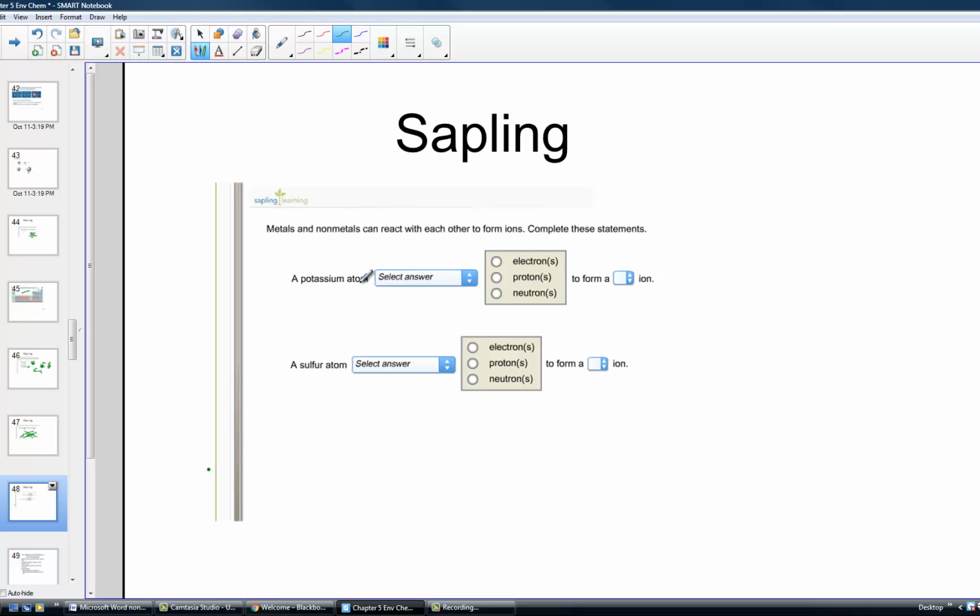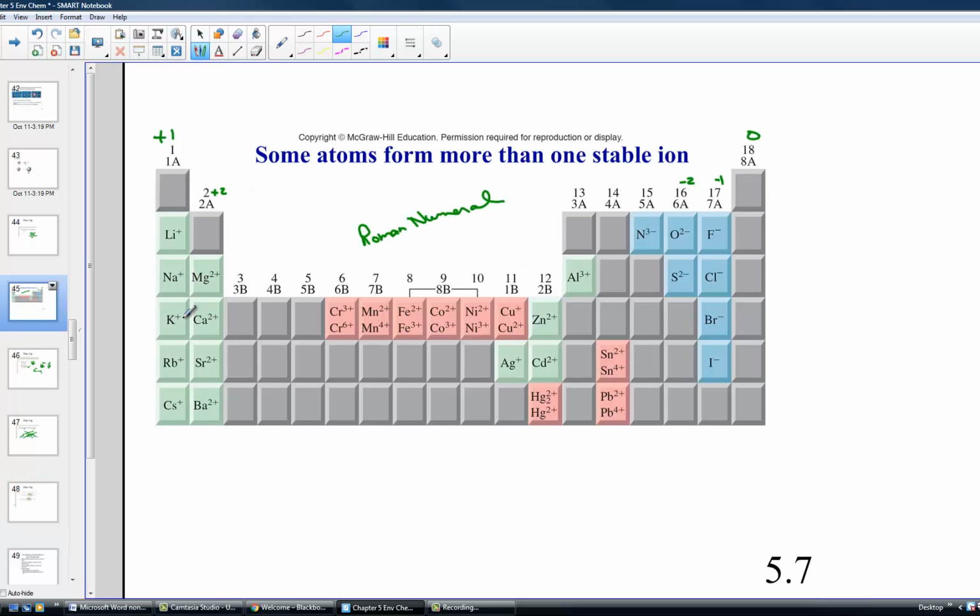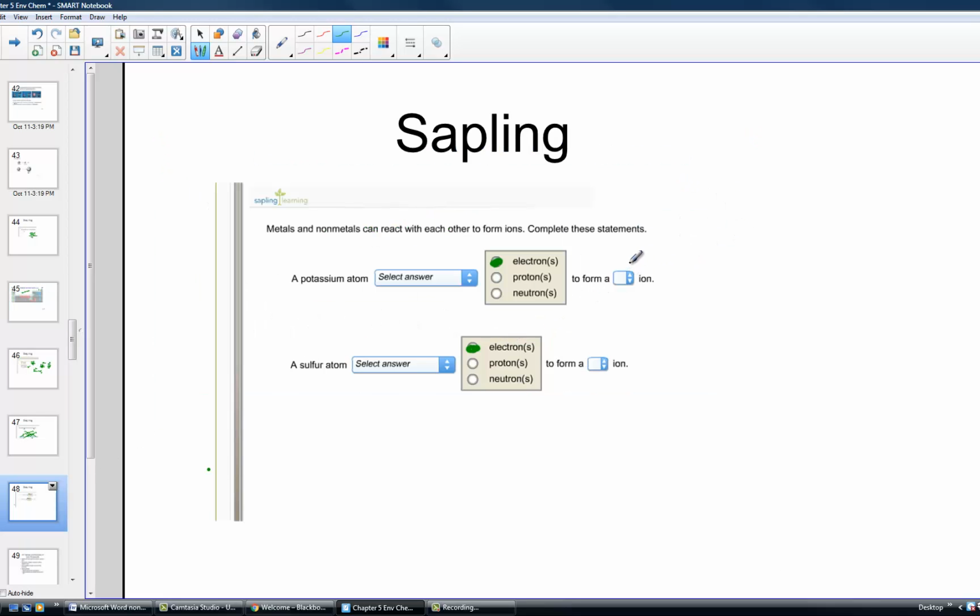A potassium atom, we have to select an answer when the choices are gain or lose to form a positive or negative ion. Right off the bat, my friends, we know that the only thing that's ever changed from atoms to ions are electrons. We never touch the nucleus of the atom. It's always the electrons. Now a potassium atom, and again if I just hop back here quickly, potassium is a K+1. It's going to be a positive ion, and so it will be a +1 ion, and it's going to do that by losing an electron.